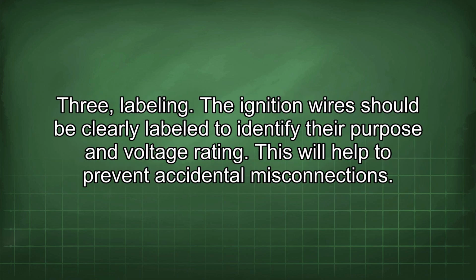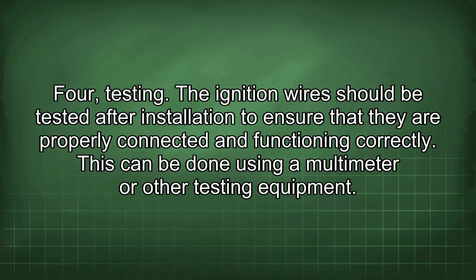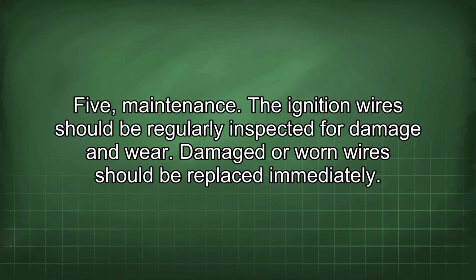3. Labeling. The ignition wires should be clearly labeled to identify their purpose and voltage rating. This will help to prevent accidental misconnections. 4. Testing. The ignition wires should be tested after installation to ensure that they are properly connected and functioning correctly. This can be done using a multimeter or other testing equipment. 5. Maintenance. The ignition wires should be regularly inspected for damage and wear. Damaged or worn wires should be replaced immediately.